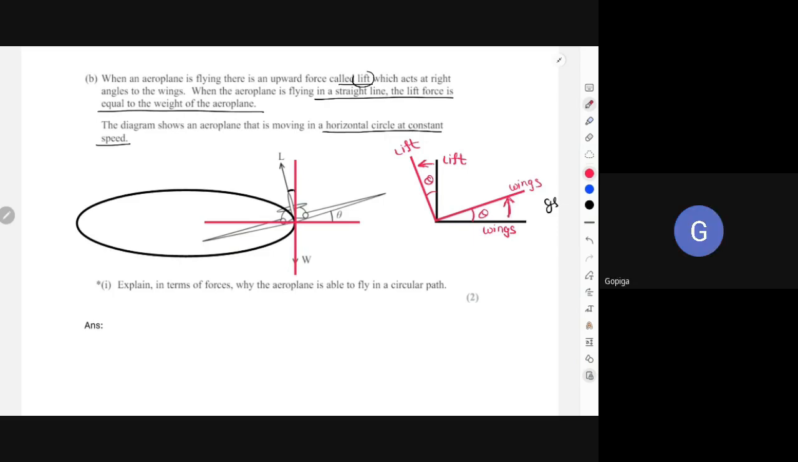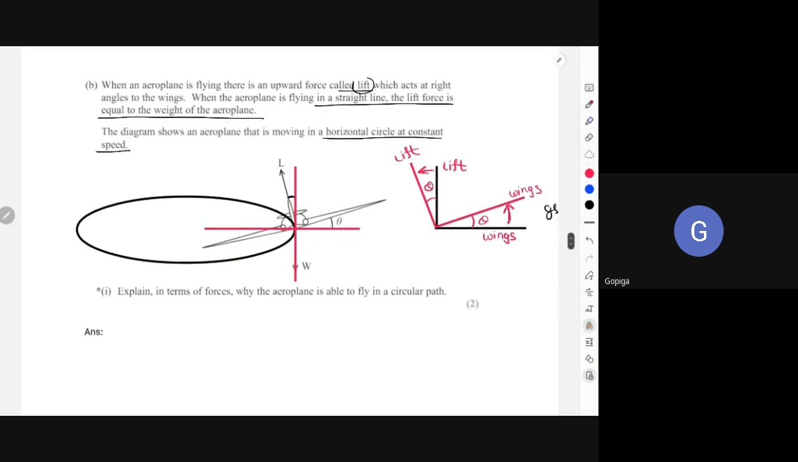Ma'am, can you actually explain again? Yes, sure, no problem. Over here, I think you missed a little part. This statement was saying that the lift of this plane is always acting 90 degrees to the wings. Okay. So I know that this is the original position.